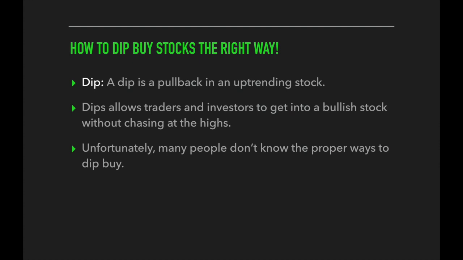Trending stocks don't just go straight up or straight down. When they're moving up, they have pullbacks and dips along the way, and when they're moving down, they have bounces along the way as well. These dips allow us as traders or investors to get into a bullish stock without chasing all the way up at its highs. And again, unfortunately, many people don't know the proper way to dip buy a stock.